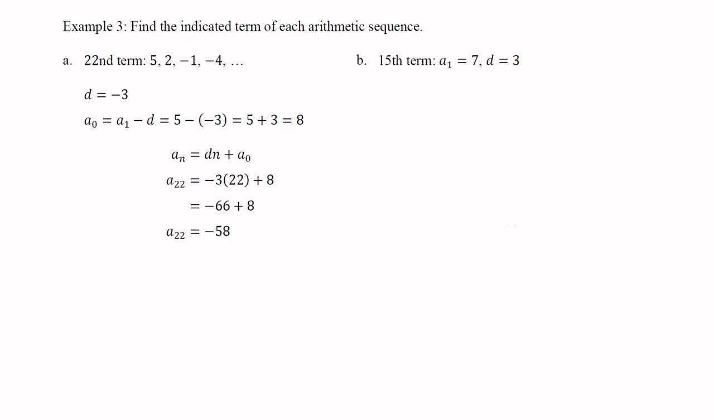For b, let's find the 15th term, if a sub 1 is 7 and d equals 3. So here we have the common difference. We're already told what a sub 1 is explicitly here. So we're just going to plug in a sub 1 and d, and we're going to find that a sub 0 is 4. So we plug in d, n, and a sub 0. N, of course, being our 15th term, so 15. And then we do 3 times 15, which is 45, and add 4, which gives us 49. So our 15th term is 49.